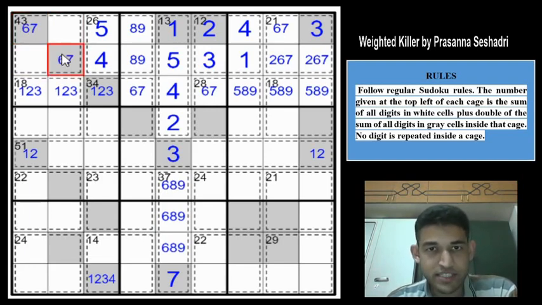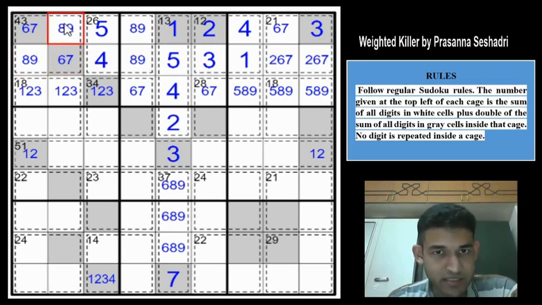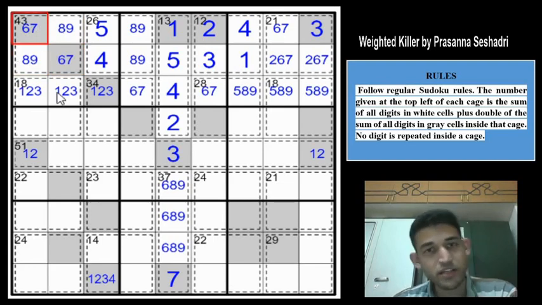So if you have a 6, 7 here and an 8, 9 here, 6 and 7 is 13, and those will be multiplied by 2. 6 multiplied by 2 is 12, 7 multiplied by 2 is 14, 12 plus 14 is 26, plus 17 is 43. You are getting 43 already.